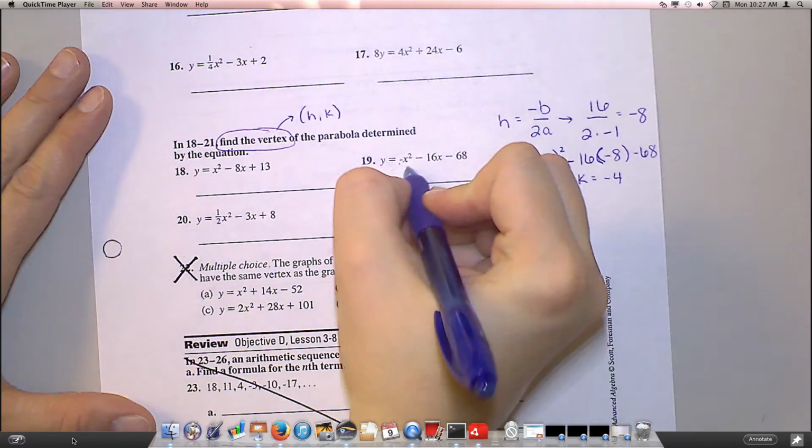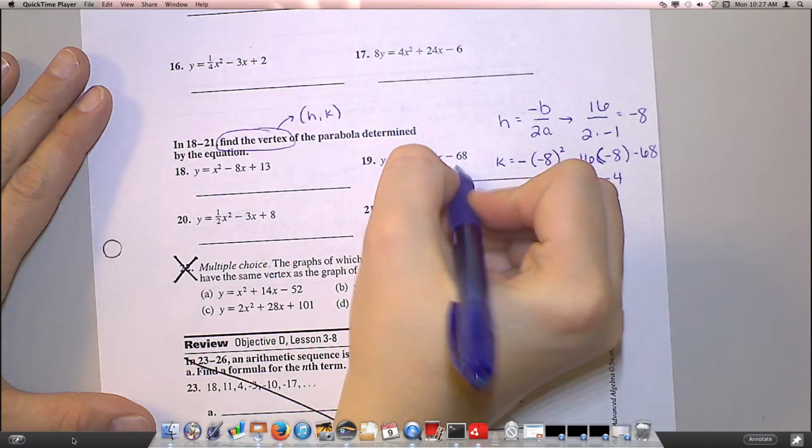And so as my answer, I would just write negative 8, negative 4.